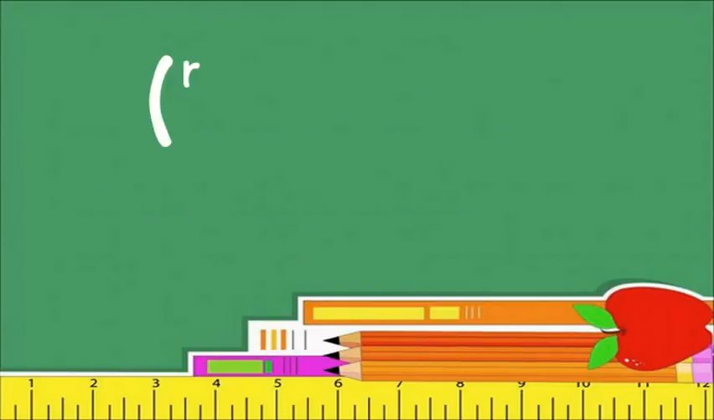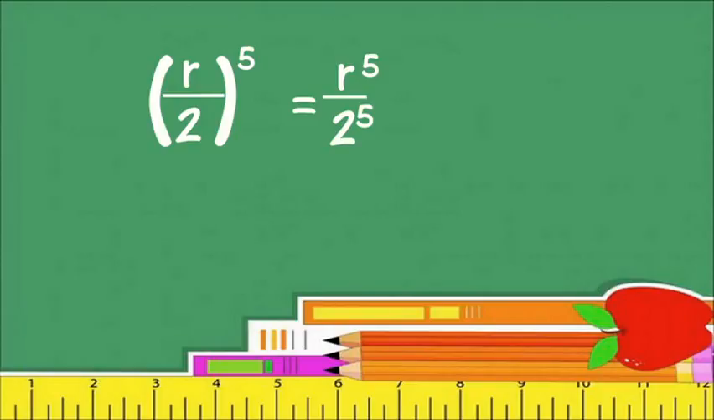For the expression (r over 2) raised to 5, you have to distribute the exponent to the numerator and denominator. So it would be r raised to 5 over 2 raised to 5. The answer is r raised to 5 over 32.